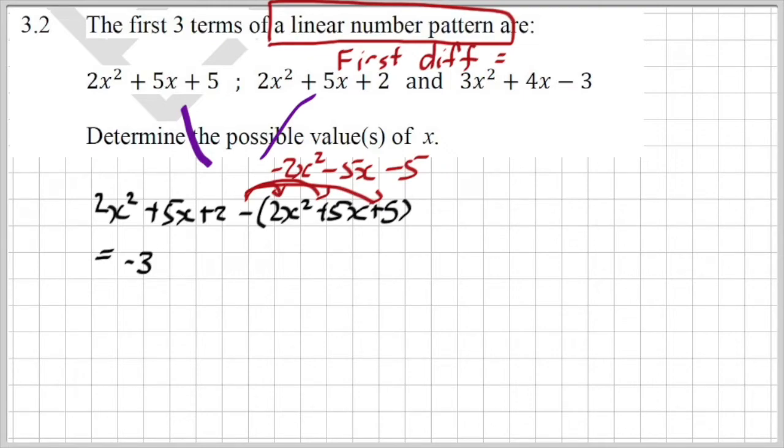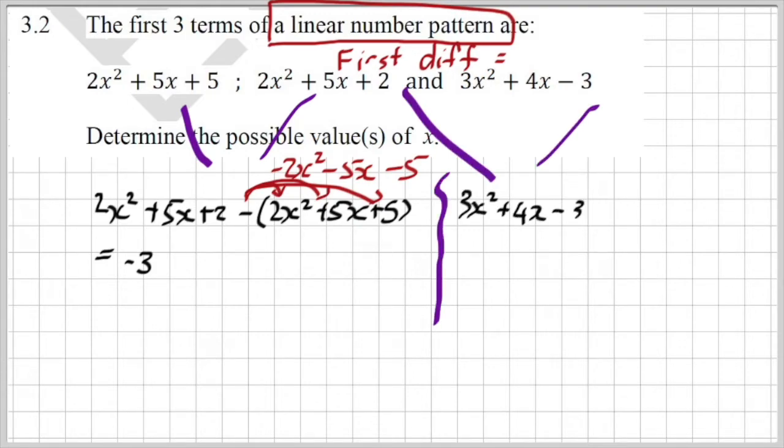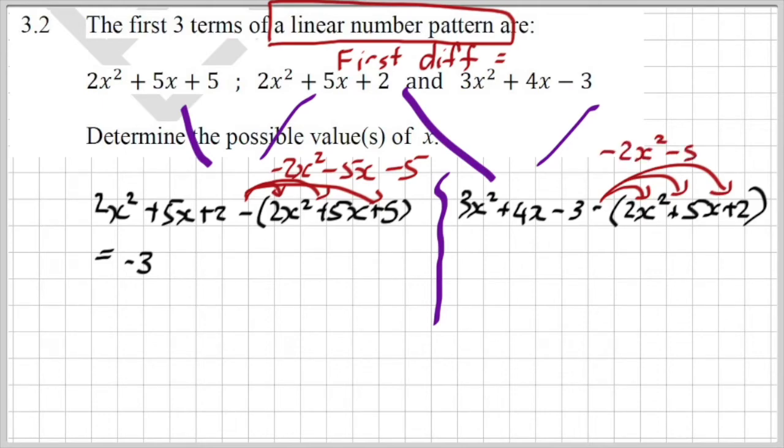Let's repeat this process between term 2 and term 3. So I'm going to subtract 2x squared plus 5x plus 2 from 3x squared plus 4x minus 3. If I distribute the negative in, I get negative 2x squared minus 5x minus 2. And if I add the like terms, I'm left with x squared minus 5x minus 5. That is my expression representing the second difference.